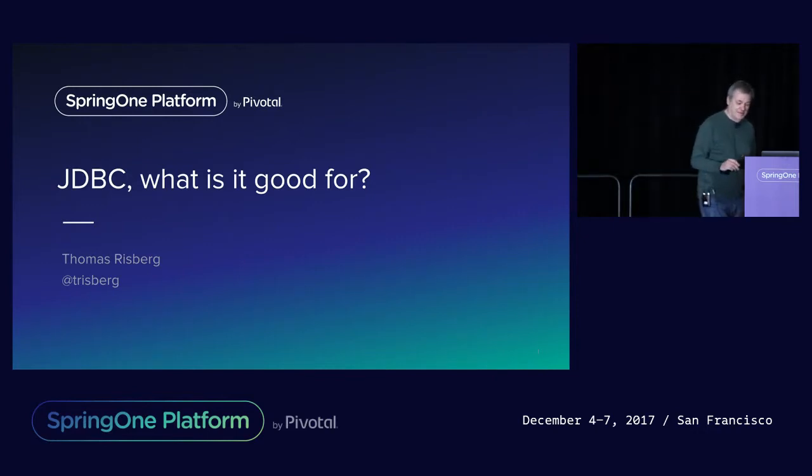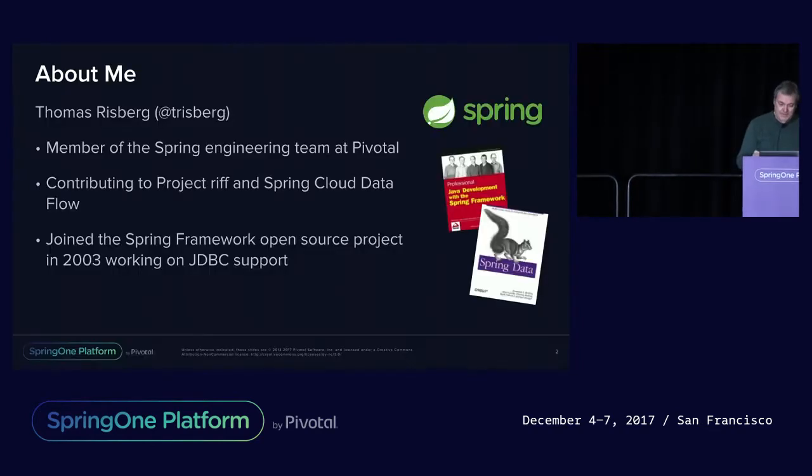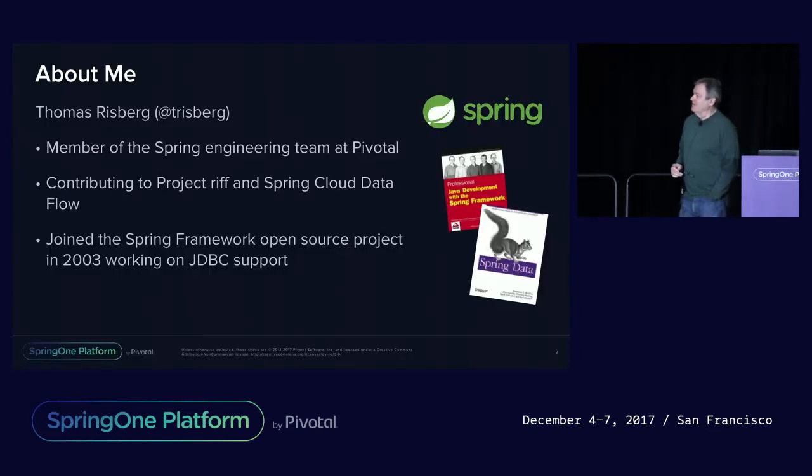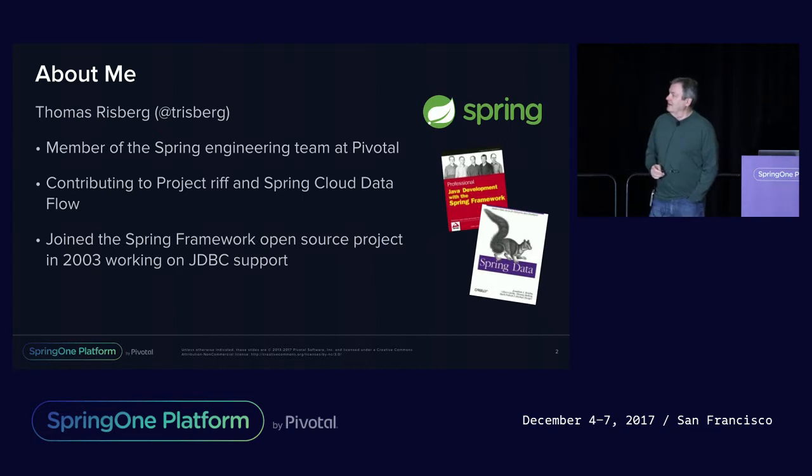So let me start telling you a little bit about myself. My name is Thomas Risberg. My Twitter handle is @TRisberg. I'm currently a member of the Spring team at Pivotal. I'm contributing to Project Riff and the Spring Cloud Data Flow projects. And I joined the Spring Framework open source project back in 2003, starting to work on the JDBC support.